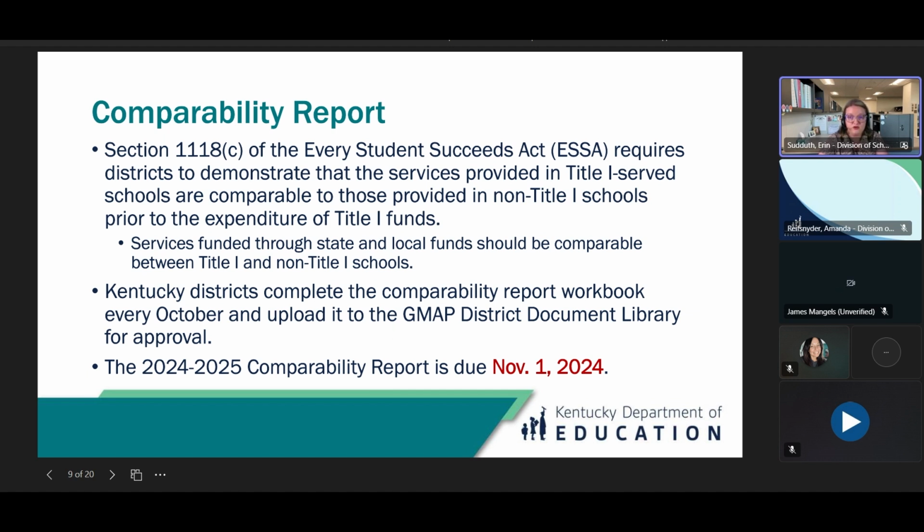And then your consultant will go in there and review and approve that. The comparability report is due on November 1st this year. It's always due on or around November 1st.